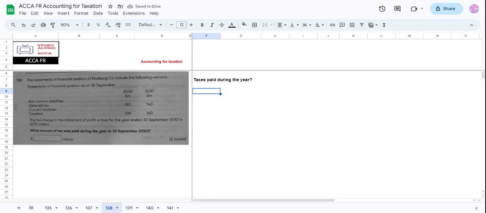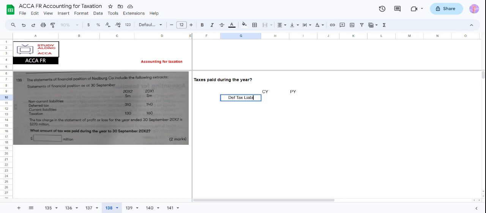The statements of financial position of Neighbor Company include the following extracts. Statements of financial position as at 30th September. So we have this statement. We have the current year here, which is 2012, and then we have 2011, which is our previous year. The amounts are in million.